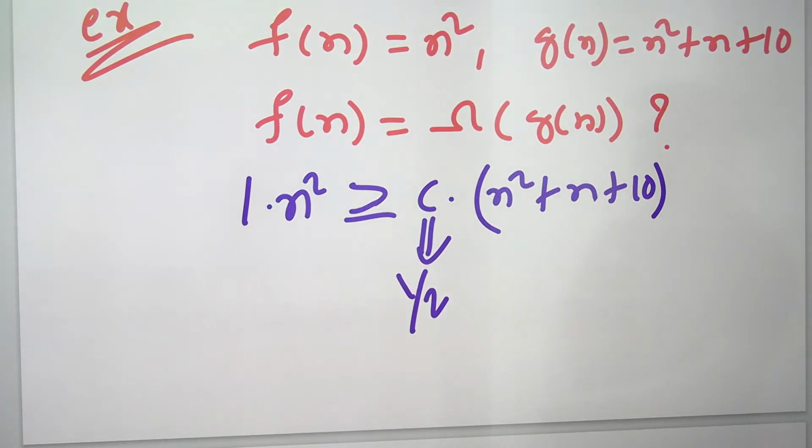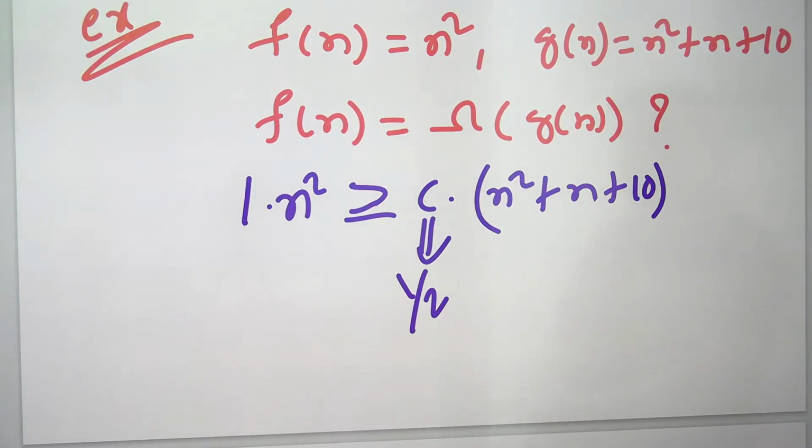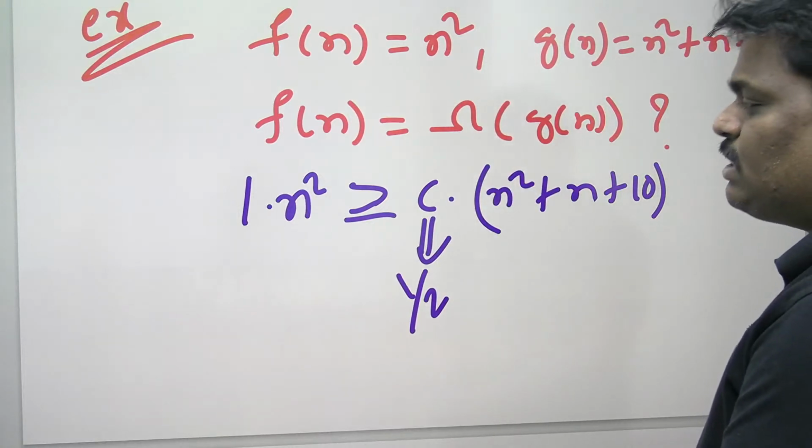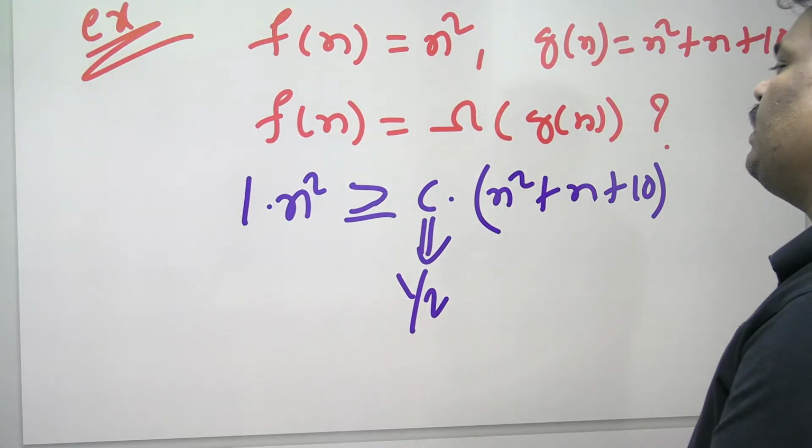Let's try. For n value 1, left is going to be 1, right is going to be 1 plus 1 plus 10, 12 by 2, 6. So fail. Next, n value 2: left is 4, right is 4 plus 2, 6 plus 10, 16 by 2, 8. Fail. n value 3: left is 9, right side is 9 plus 3, 12, 12 plus 10, 22 by 2, 11. 9 also fails. n value 4: left is 16, but right side is 16 plus 4, 20 plus 10, 30 by 2, 15. So 16 is bigger.